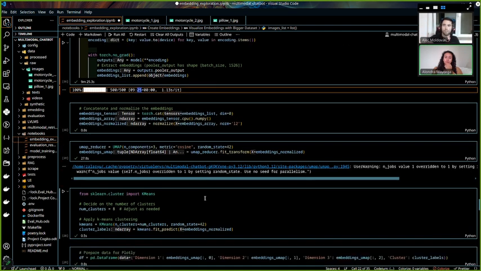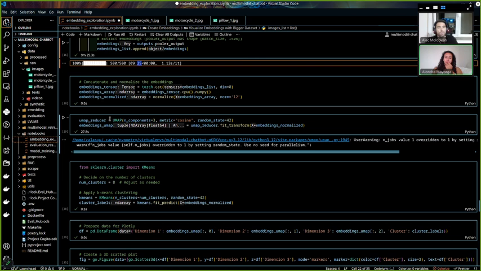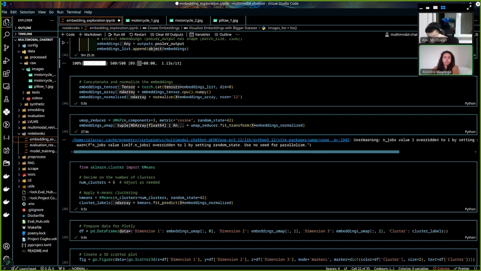Then here, I'm using a thing called a UMAP. UMAP stands for Uniform Manifold Approximation and Projection.